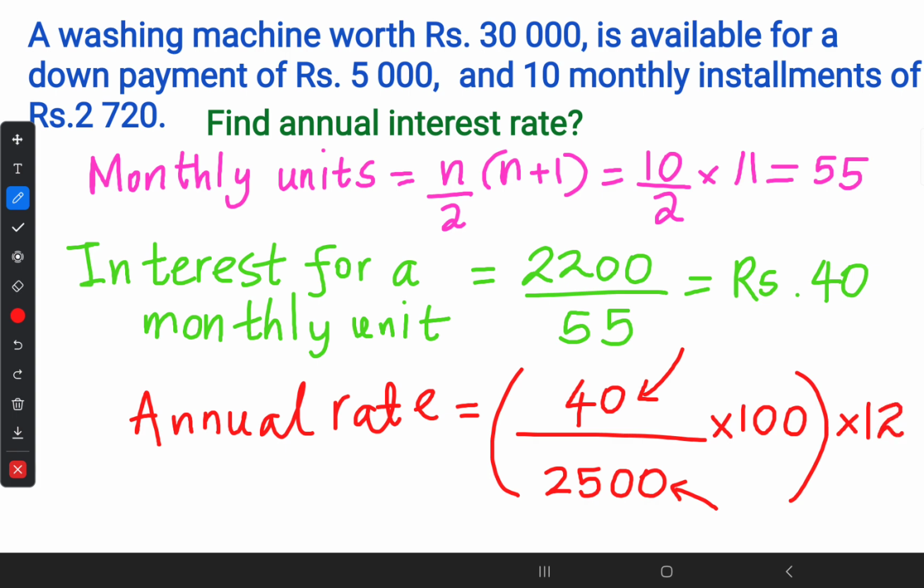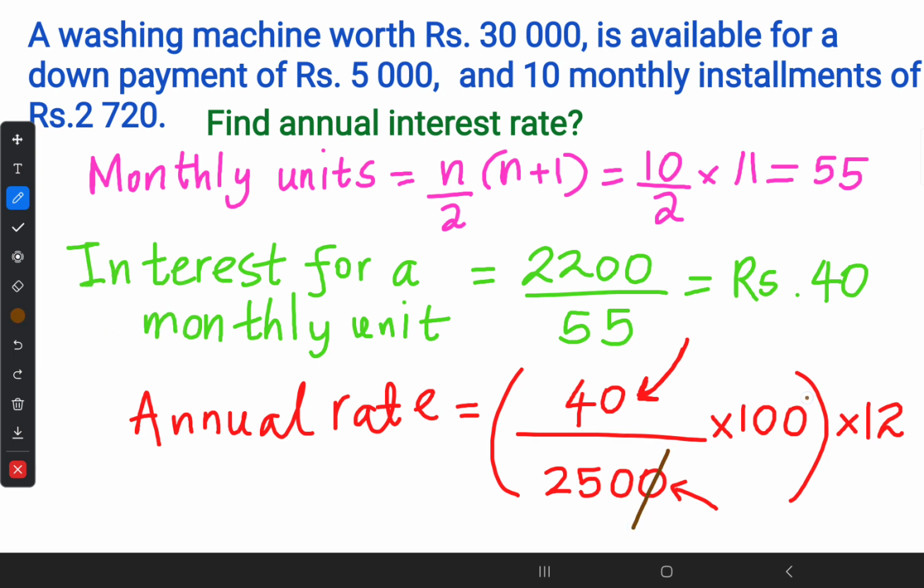I will repeat again from the beginning. In the previous slide, we discussed the remaining loan. That loan should be settled within 55 monthly units. So I found the interest for a monthly unit, that is 40 rupees. Thereafter, we construct a relationship for a month. The remaining principal loan amount for a month is 2,500. Interest for a monthly unit is 40 rupees. It should be multiplied with 100, and that will give you the monthly interest rate. Monthly interest rate multiplied by 12 will give you the annual interest rate. Then we can simplify to get the final answer.